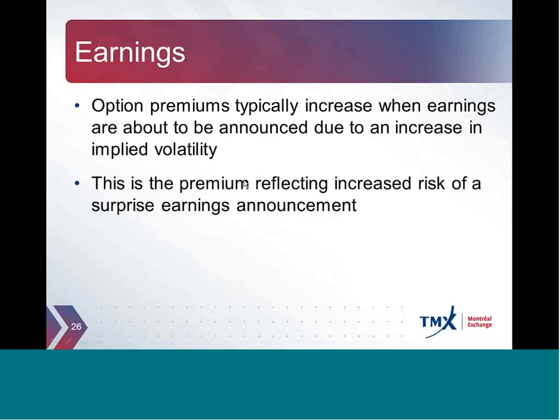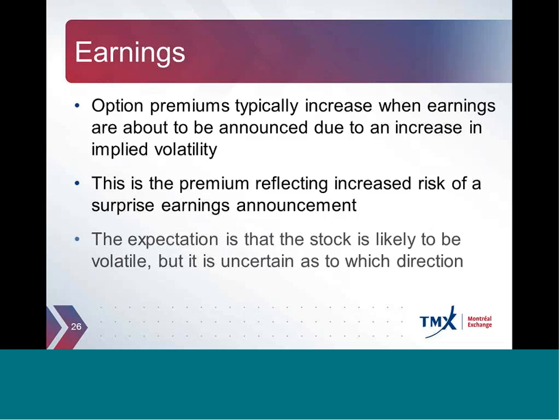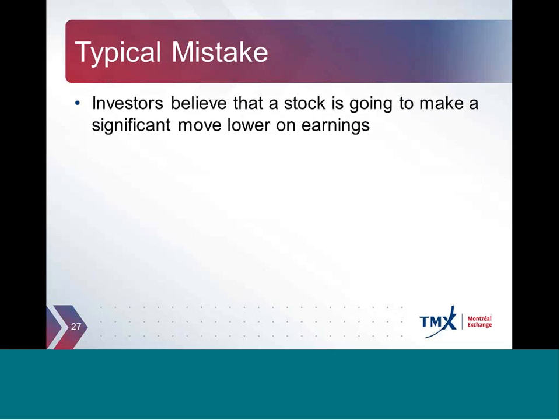And so what happens is that you, as the option buyer, have the risk of overpaying for the option contract, and then ultimately getting caught in the contraction of implied volatility when the earnings report has passed. So the expectation is the stock is likely to be volatile, but it is uncertain as to which direction. So the option contract premiums will increase according to that uncertainty.